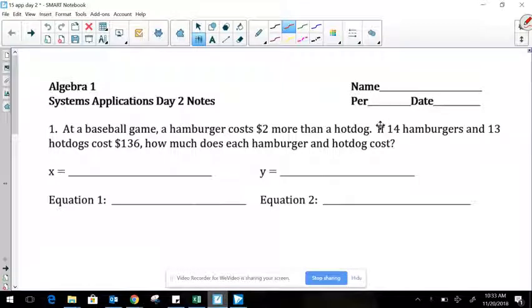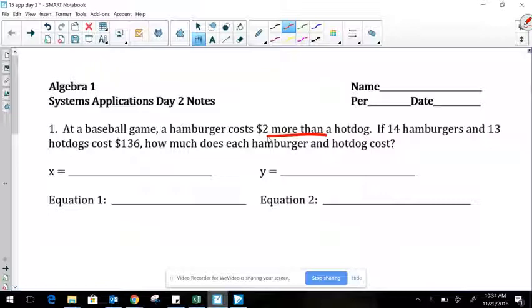It says, at a baseball game, a hamburger costs $2 more than a hot dog. So this is different than yesterday. The "more than" is going to change our setup for the problem. So it's saying, okay, if 14 hamburgers and 13 hot dogs cost $136, how much does each cost?